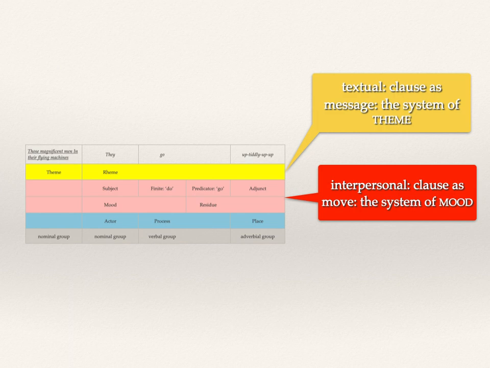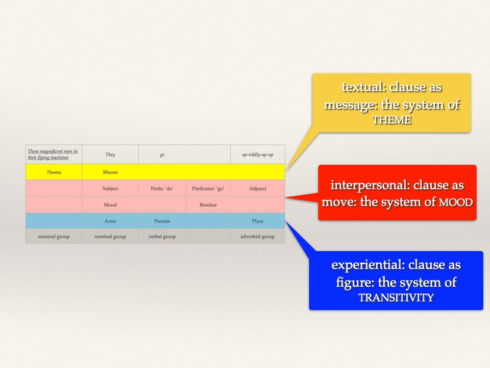And then finally, the clause is a representation of experience. Experiential, the experiential function or metafunction. Clause is a figure or configuration of process, one or more participants like actor, and possibly circumstances like place. And this system here, the key system, is a system of transitivity.